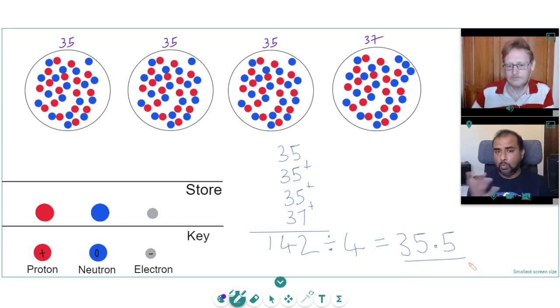Fantastic. So it's some sort of a weighted average, isn't it, really, taking into account how many of those are there. So if you had, for argument's sake, a lot of 35s, nearly like 90% or 95%, the average would be skewed more towards chlorine 35. And that's something we'll look at in another video as well, where we do these calculations with much more skewed distributions.